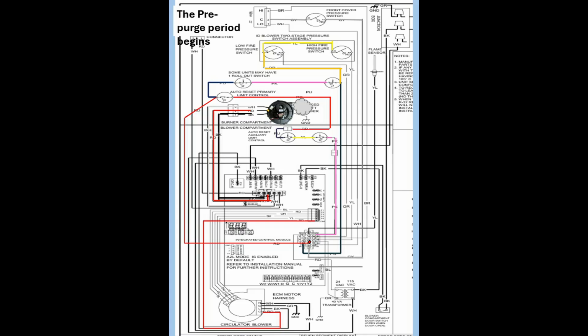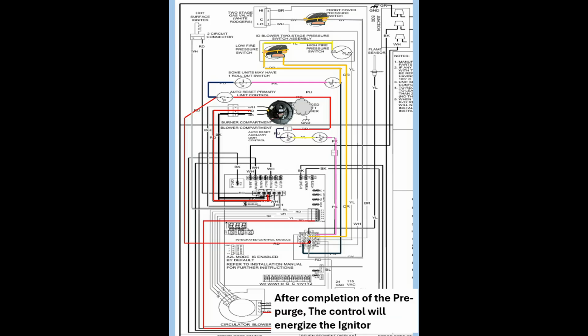The gas valve common is now closed. If the front cover switch is open, check your hoses for water or kinks, or your drains, because we have our front cover pressure switch closed now. So we should be good to go. After completion of the pre-purge, the control will energize the igniter. So now our igniter has been energized.